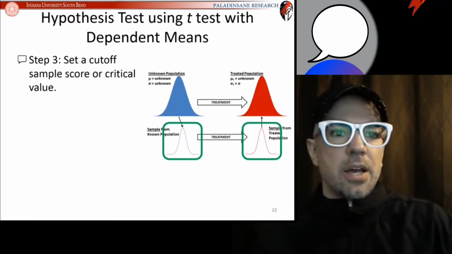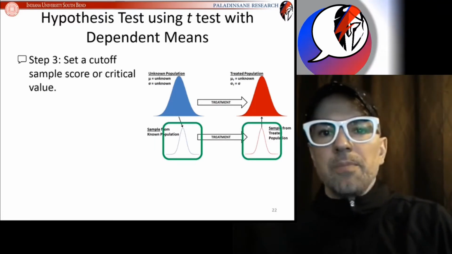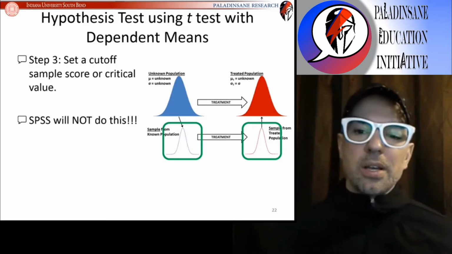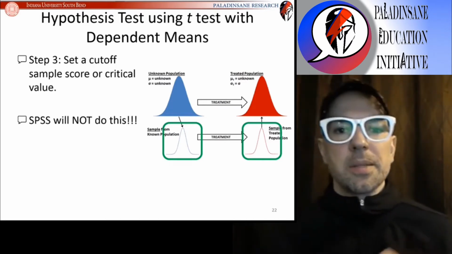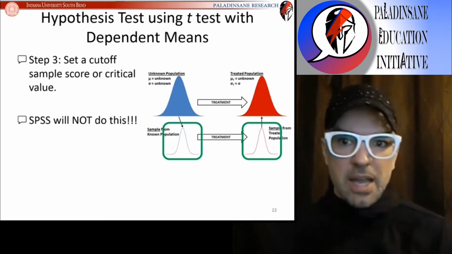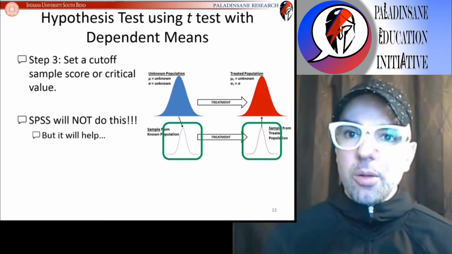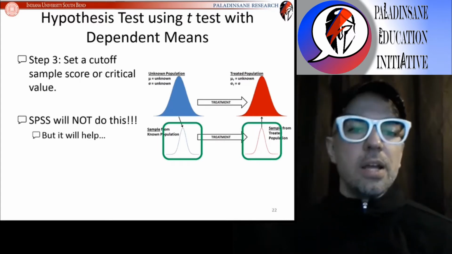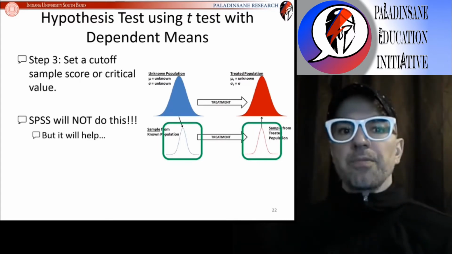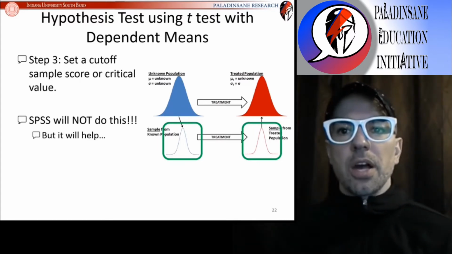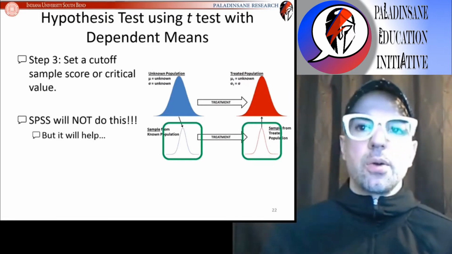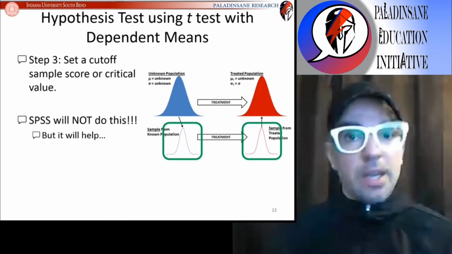Step 3, set a cutoff sample score or a critical value. SPSS is not going to do this for you. So this is one area of the hypothesis test that is not built into the SPSS output. However, it will help. Once again, it will give us the degrees of freedom that we need to look for. So just be aware that you are going to have to look up your cutoff score if we continue to use cutoff scores to make our decisions.